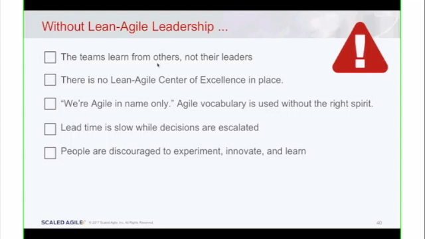So, Ron, who do you normally see on a Center of Excellence?